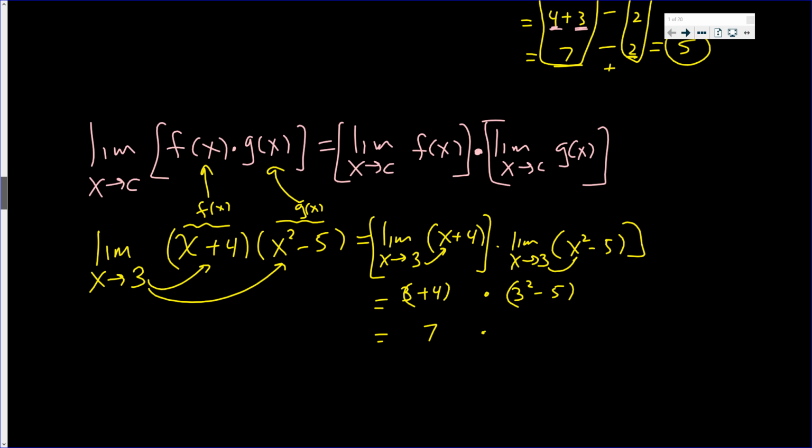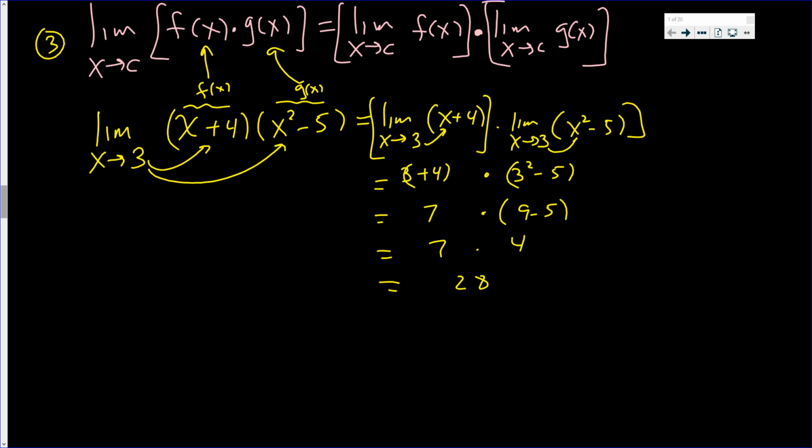3 plus 4 is 7. 9 minus 5 is 4. It's 7 times 4, which is 28. Now, this is a rule, and let's call it rule number 3. You don't have to even use this rule to do this problem right here.